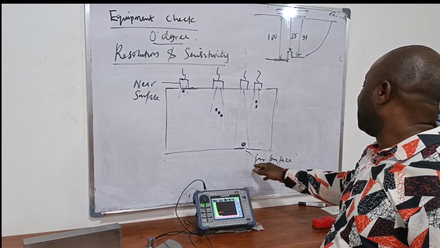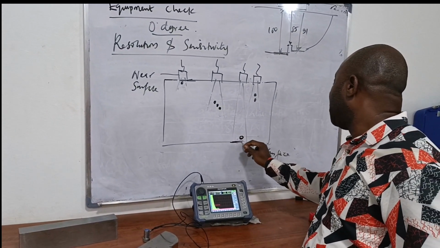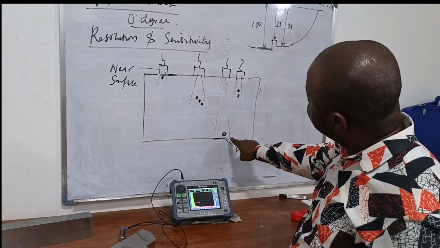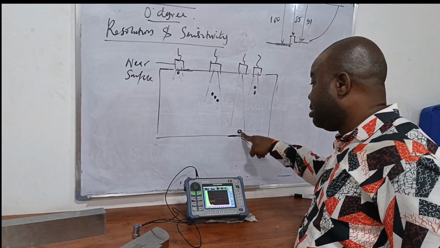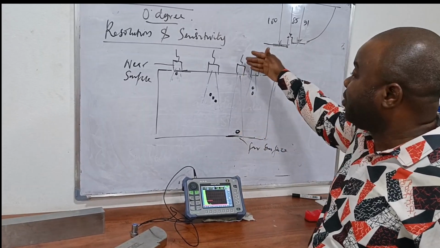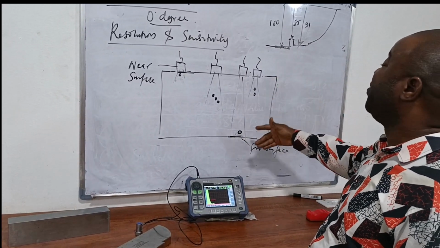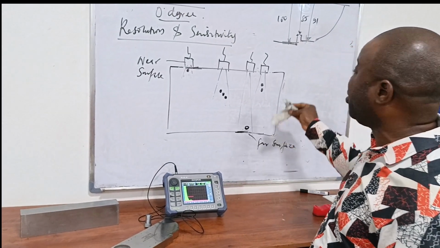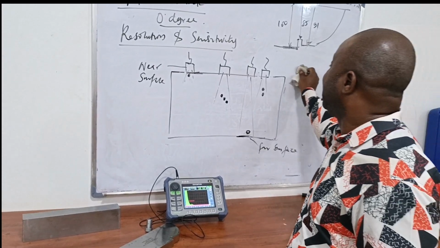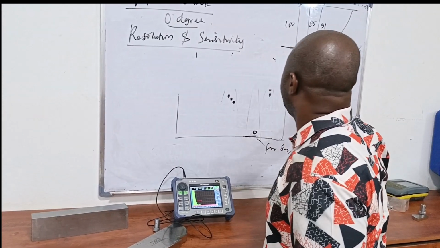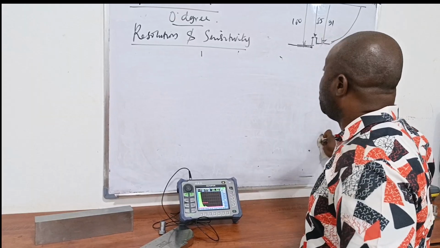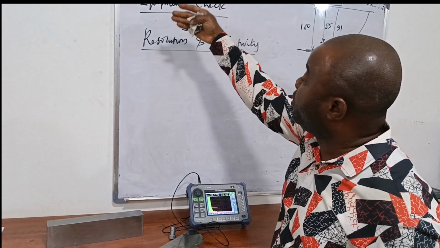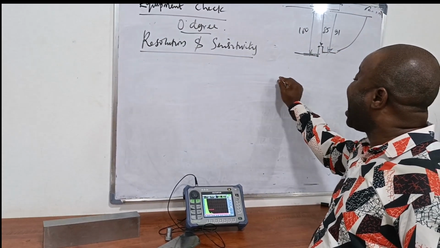The same also goes for the far surface or the back surface or the backward resolution. If it's able to differentiate clearly between this hole and the backwall, it means that the far surface resolution is okay. That is just a way of determining if the resolution is okay. So just to recap, resolution is the ability of the UT equipment to differentiate between defects that are close together.